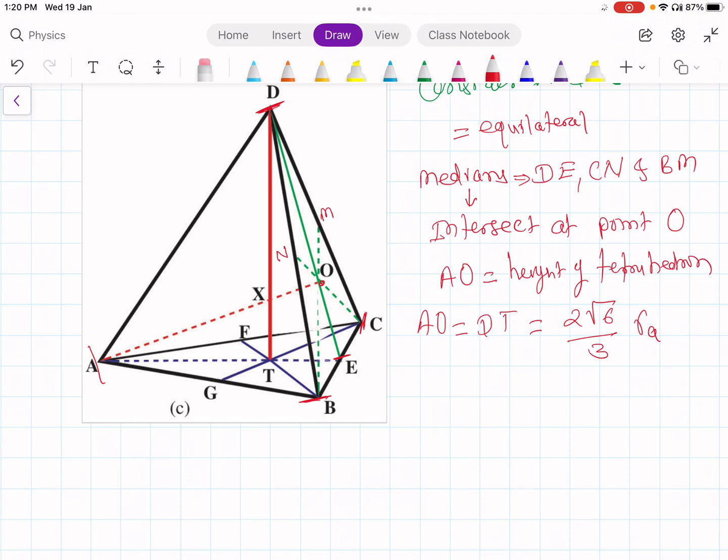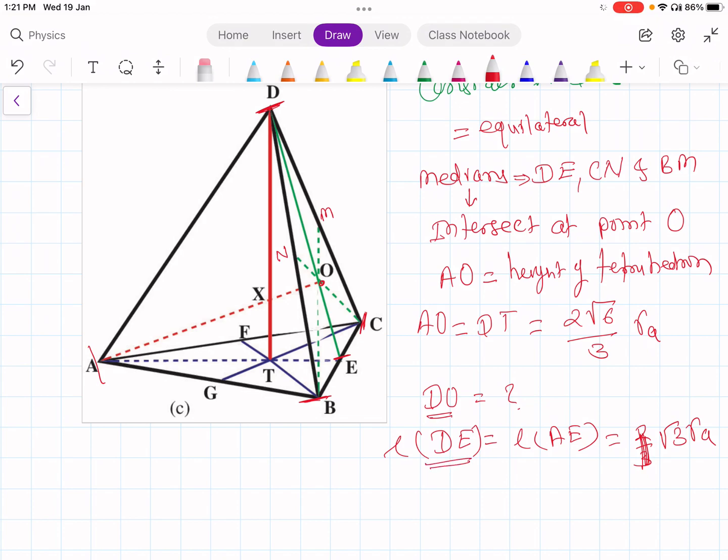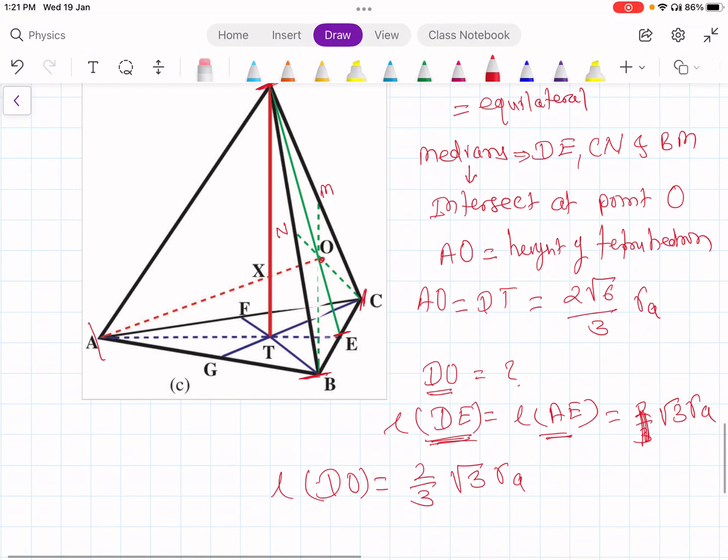Then let us find out how much is DO. We will find only how much is DO. We know that length DE is equal to length AE, the length of the median, which is root 3 RA. And this DO is 2/3 of length DE. So length DO is 2/3 of length DE or length AE, that means 2/3 into root 3 RA. So that is the length DO.